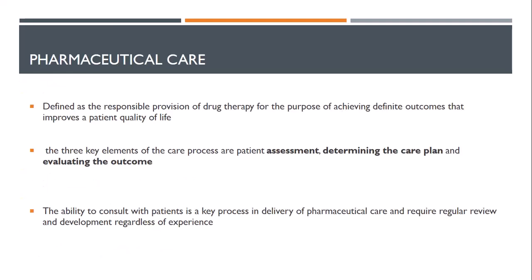So what's the definition of pharmaceutical care? Pharmaceutical care can be defined as the responsible provision of drug therapy for the purpose of achieving a definite outcome that improves the patient's quality of life. There are three key elements that are involved in the care process: patient assessment, determining the care plan, and evaluating the outcomes. You look at assessment, determining the care plan you're going to give to this patient, and evaluating the outcomes.